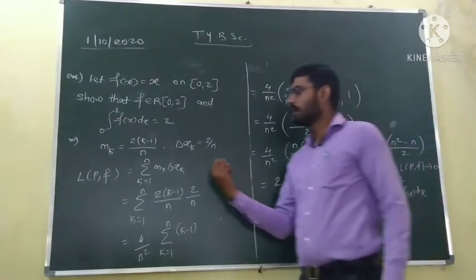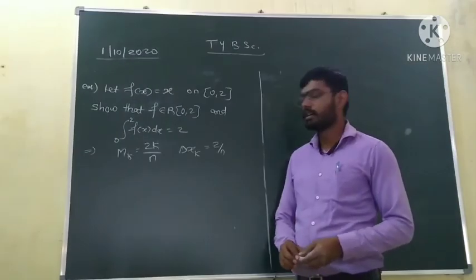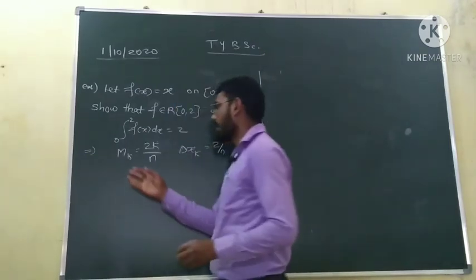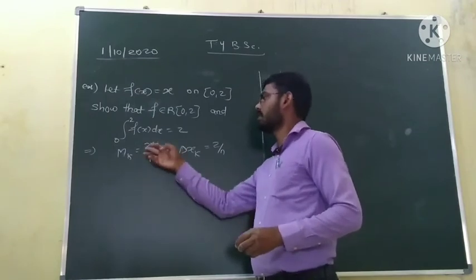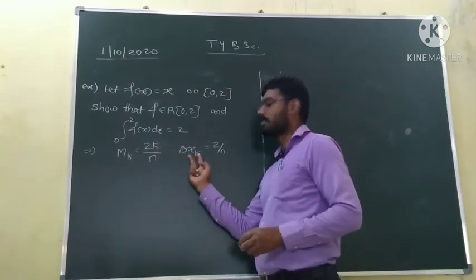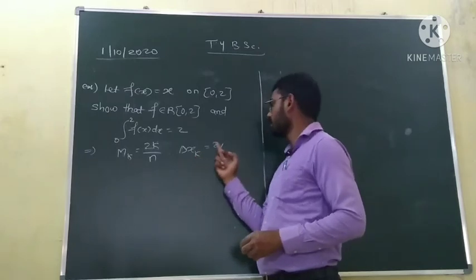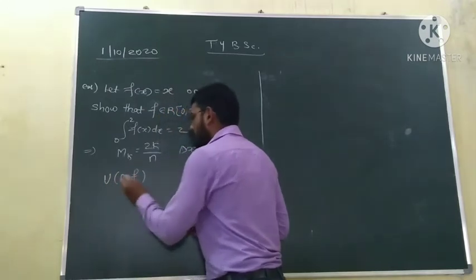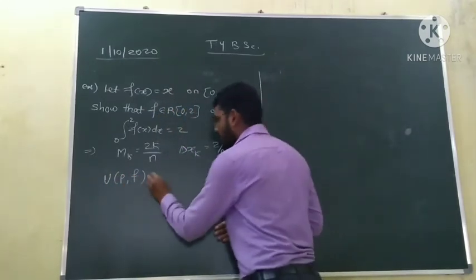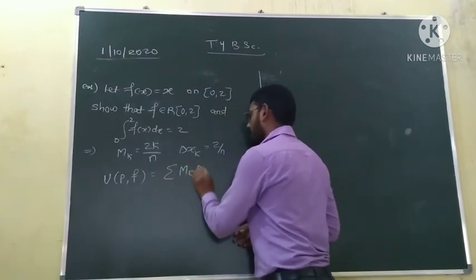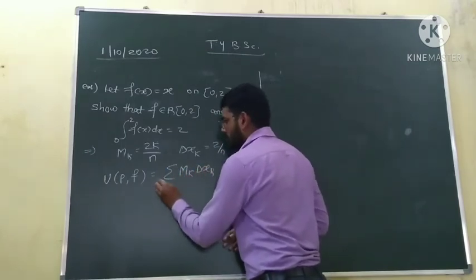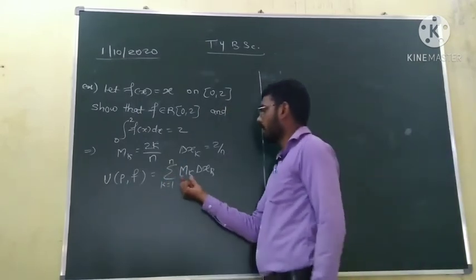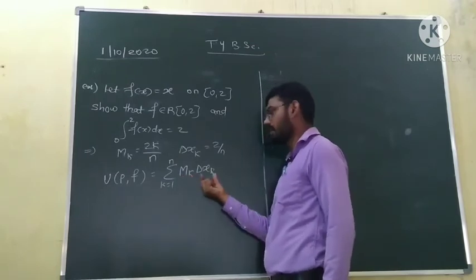Now we will calculate upper integral. We will calculate upper sum and then upper integral. Okay. So we know the maximum value of the function in kth subinterval is twice k by n, and the length of kth subinterval is 2 by n. So the upper sum of the function corresponding to partition P is equal to summation capital Mk delta xk, and the summation is from 1 to n. The k value is from 1 to n.